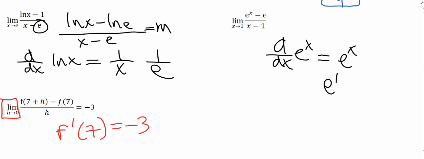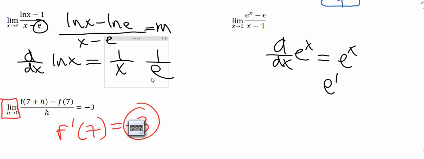Sometimes I'll try to tie that piece of information in with another part of the problem they want you to solve. Maybe it's find the equation of a tangent line or something, and you needed that point at 7, so you would use that -3 as a slope.